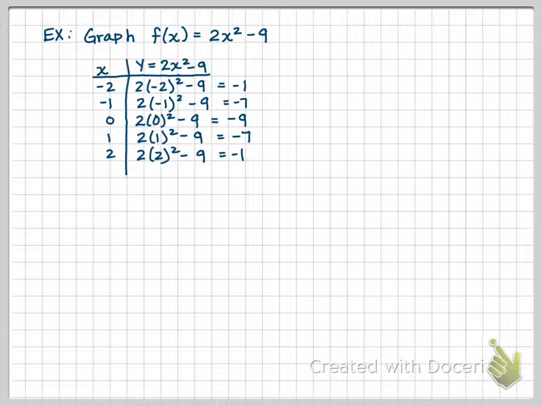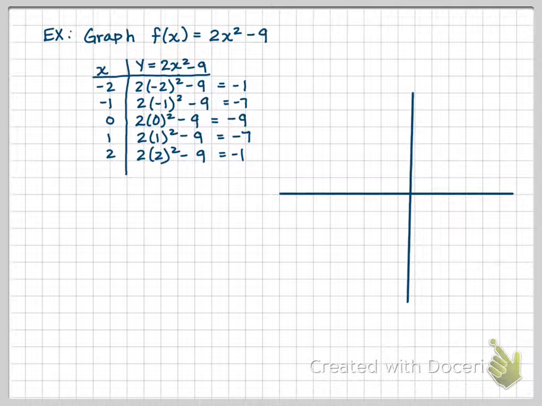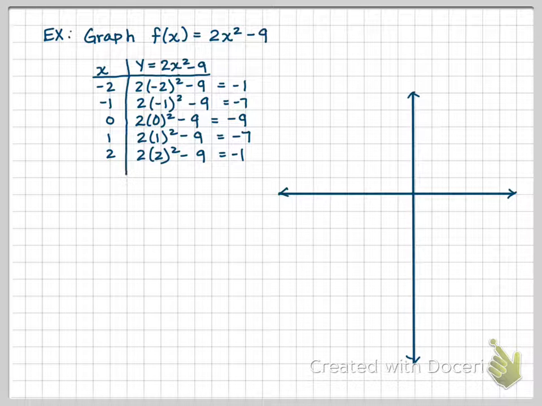So when I ask you to graph on tests or even on homework, I'll always give you a grid. So you don't have to worry about labeling the axes or anything. 2, 3, 4, 5, 6, 7, 8, 9, 10. So that's negative 10. Sorry.